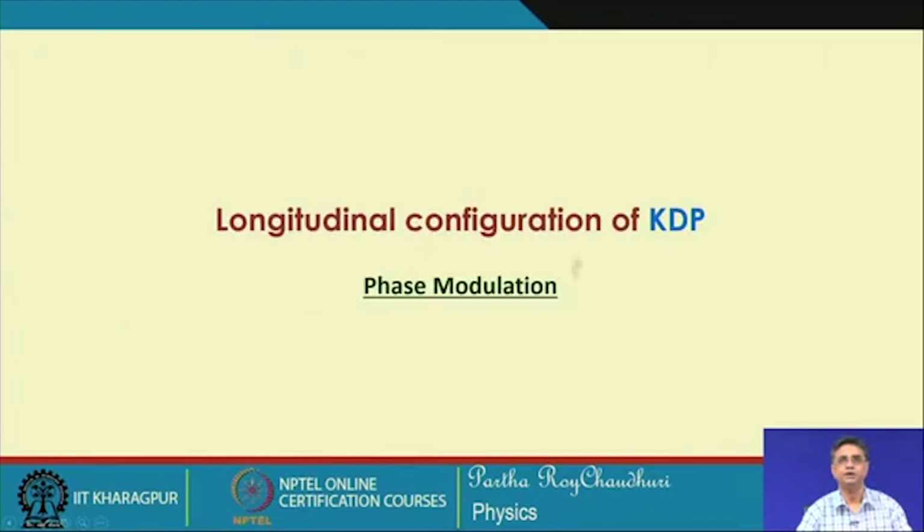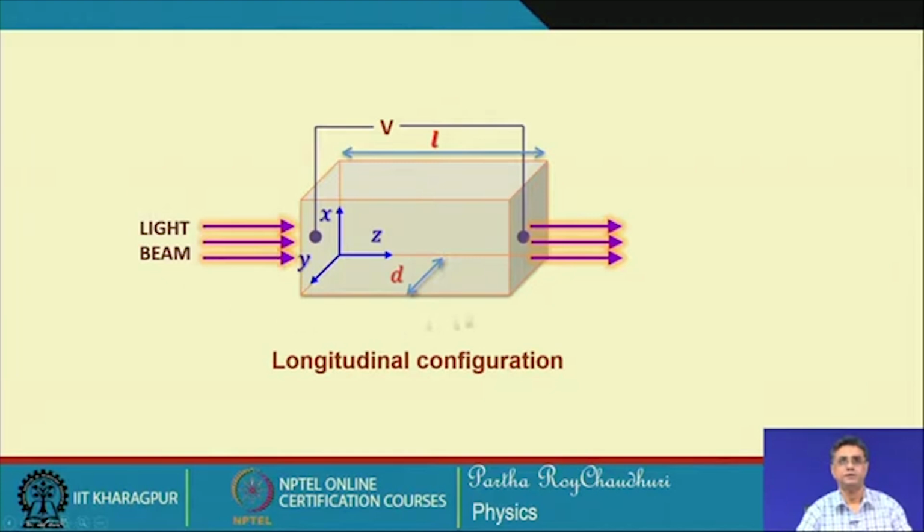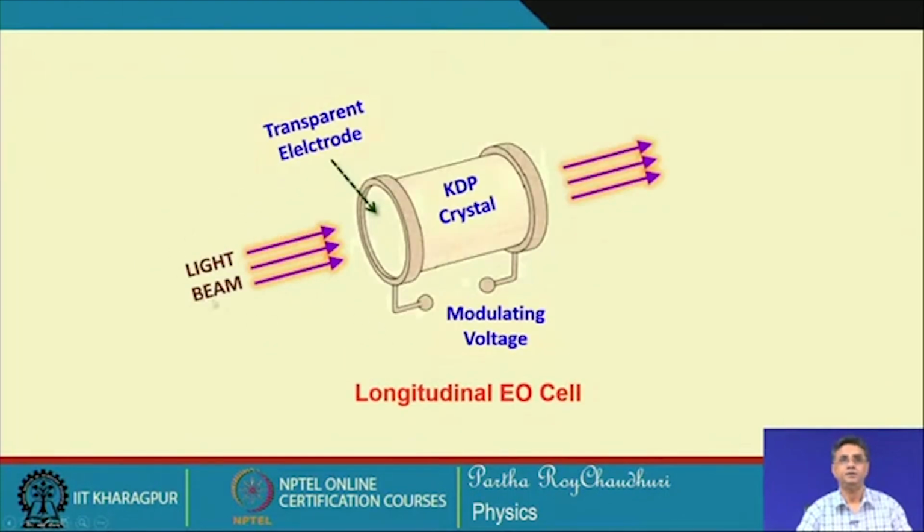So, for longitudinal configuration phase modulation, once again this is the setup. You have a light beam which is travelling through the crystal of length L, and you have applied a variable voltage V. So, the electric field is V upon L, and this is the schematic. You can see that the direction of the applied field, the voltage application, and the beam propagation are the same. So, you have to use a transparent electrode. There are electrodes with a narrow hole that are also used and commercially available.